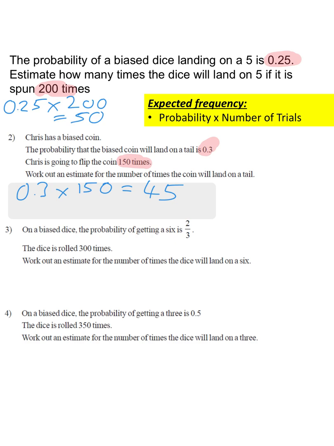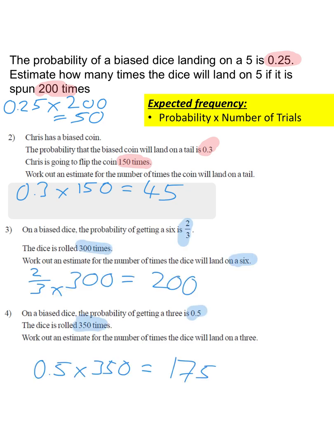Okay, so now if you want to pause the video and try questions 3 and 4 yourself, when you want to see the answers, press play again. Okay, let's see how you did. So for question 3, we had 2/3 multiplied by 300, which gets us 200. For the fourth one then, 0.5 multiplied by 350 equals 175. Okay, and that's expected frequency.